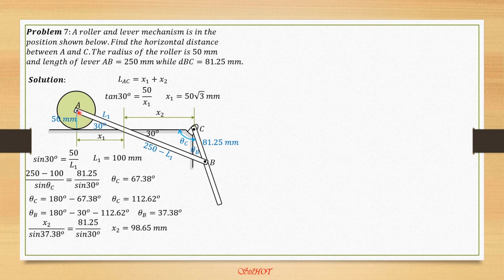Finally, the horizontal distance between A and C is x sub 1, 50 square root of 3, plus x sub 2, 98.65. So LAC, using your calculator there, is 185.3 mm.